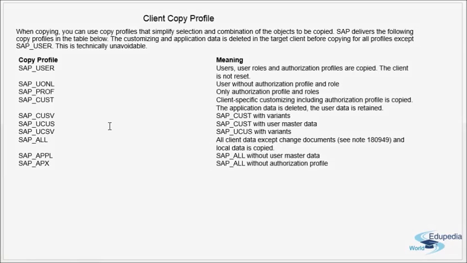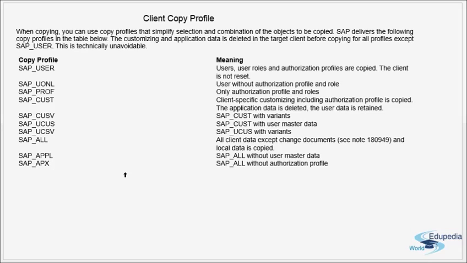So earlier in this video, we have learned that we have different profiles because all the data in the client need not be copied. We can only copy a part of the data, whatever data we want. So that's why we have many profiles. Here I'm just showing you only a few profiles. In addition to this, you have many other profiles also, but the ones listed here are generally used. When copying, you can use copy profiles that simplify selection and combination of objects to be copied. SAP delivers the following copy profiles in the table below.